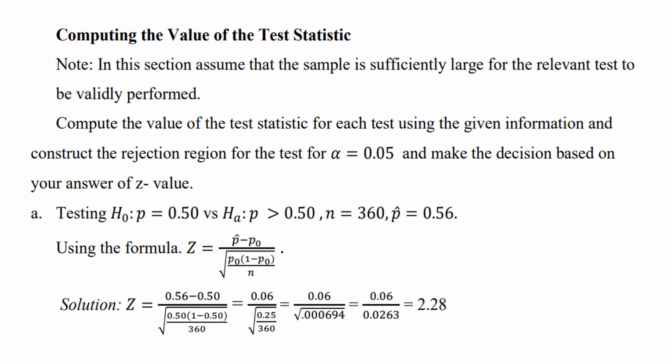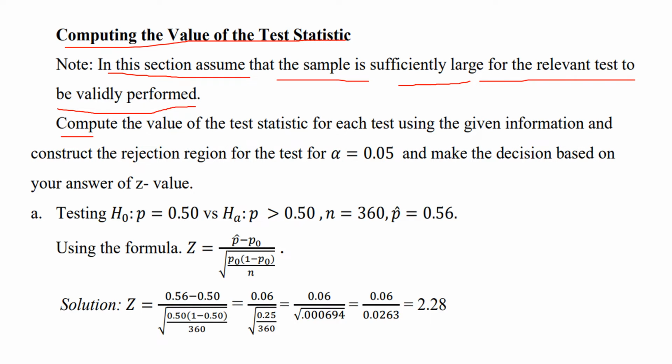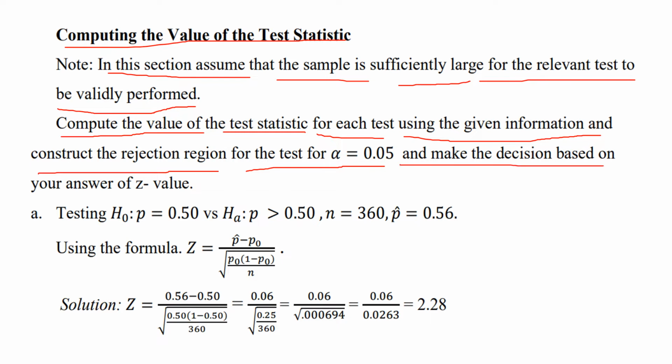So in computing the value of the test statistic, note that in this section we assume that the sample is sufficiently large for the relevant test to be validly performed. We compute the value of the test statistic for each test using the given information, construct the rejection region for the test at alpha equal to 0.05, and make the decision based on the Z value.